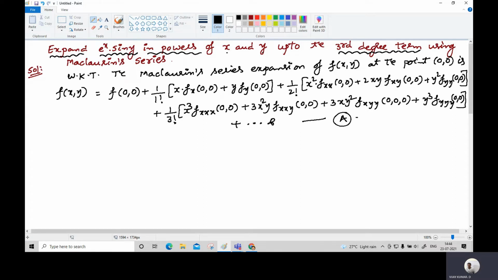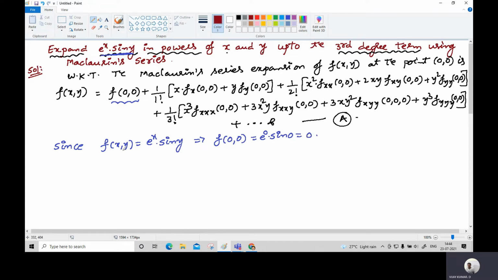So one by one we have to find all the partial derivatives at the origin in order. Given that, let us represent the given function as f of x comma y. We have e power x into sin y. The very first term is f at origin. So f of 0 comma 0 is equal to e power 0 into sin 0. Everybody knows that sin 0 is 0, 0 into anything is 0. So the first term would be 0.